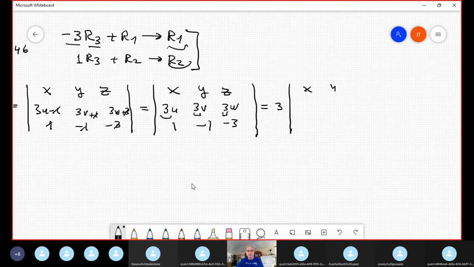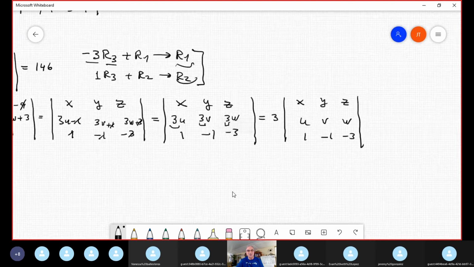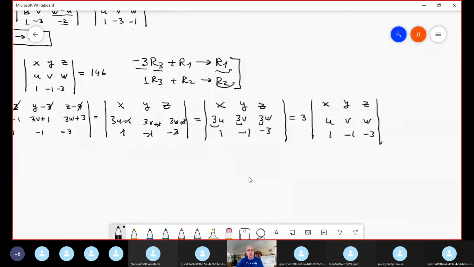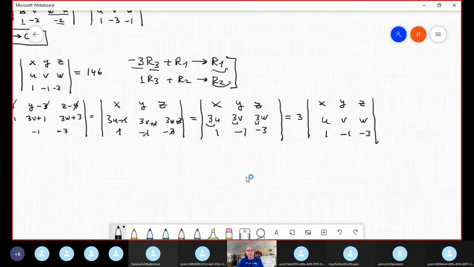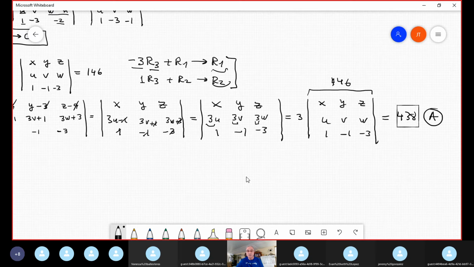We have X, Y, Z, U, B, W, 1, -1, and -3. And this is exactly the same as the original given. It was X, Y, Z, U, B, W, 1, -1, -3. This value is 146. And 146 multiplied by 3 is 438. And it's the final answer that corresponds with the option.